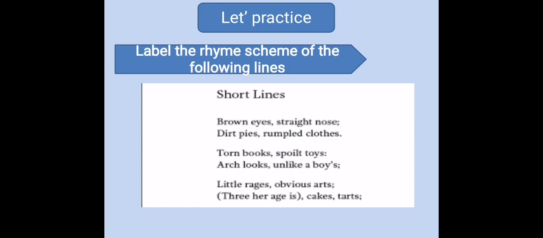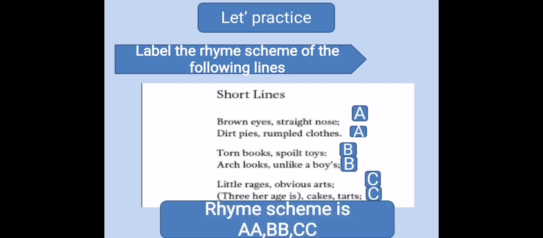Now let's practice. Label the rhyme scheme of the following lines. Brown eyes, straight nose, dirt pies, rumpled clothes. As you see, nose and clothes rhyme together. That's why they are going to take the letter A. Torn books, spoiled toys, are clocks unlike boys. Toys and boys rhyme together, so that's why they will take the letter B. Letter bridges, obvious arts, three her ages, cakes, tarts. You see, arts and tarts rhyme together, so that they will take the letter C. So we can state that the rhyme scheme of these lines is AA, BB, CC.